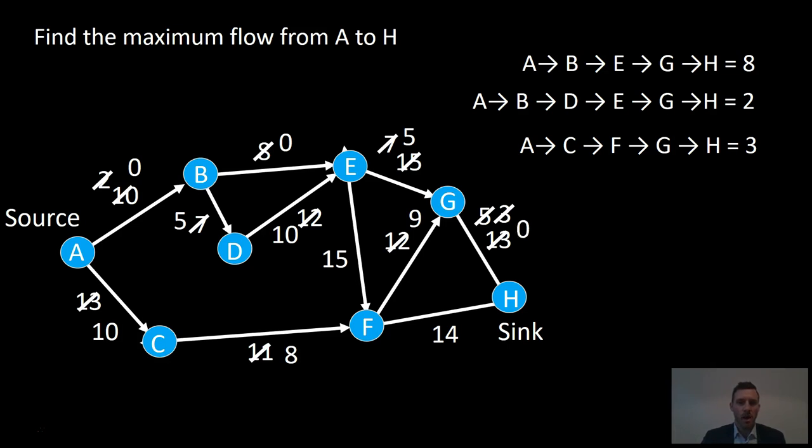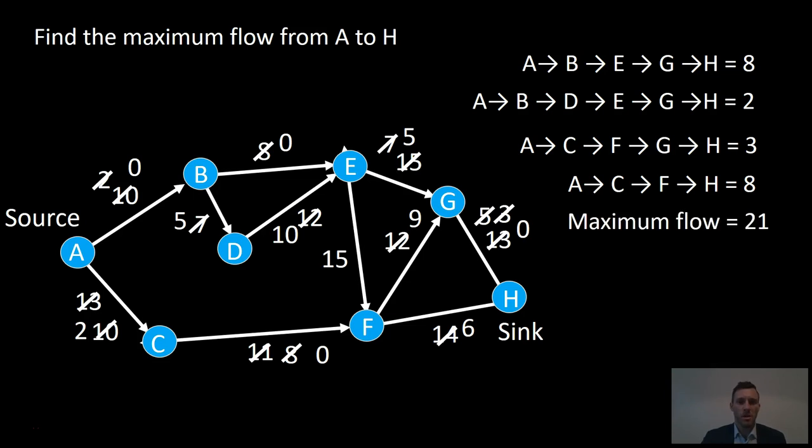There's only one final path, that's A to C to F to H. The maximum flow is 8. We reduce all of the arcs' capacities along that path. There is no further paths because we have no capacity across the top and no capacity along the bottom. The maximum flow of this network is 21.